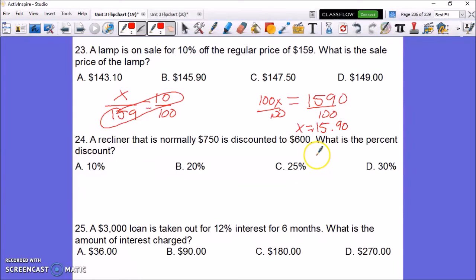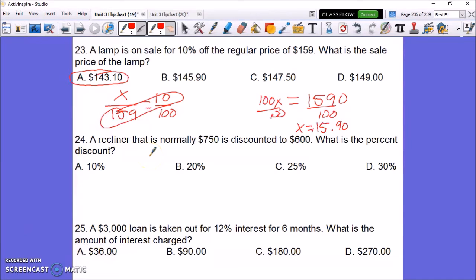This is how much they are taking off the lamp. So then we have to take their original price, which is $159, and subtract $15.90. That will give us $143.10. So the answer will be A.